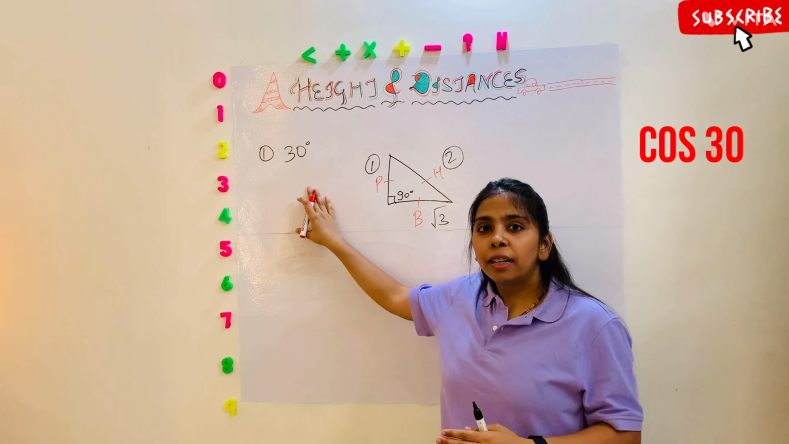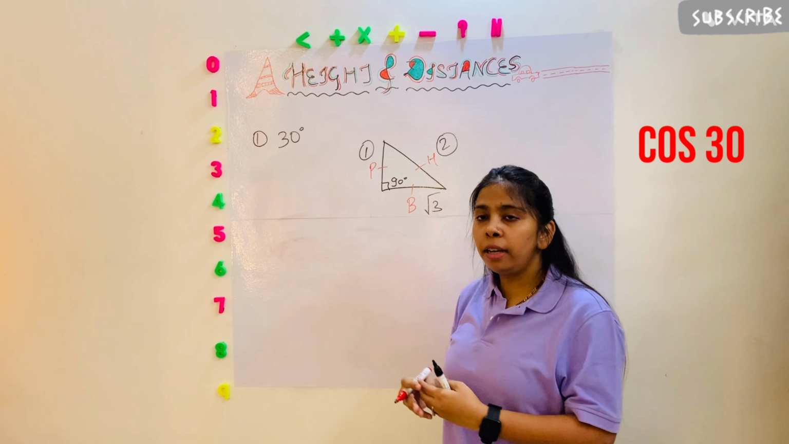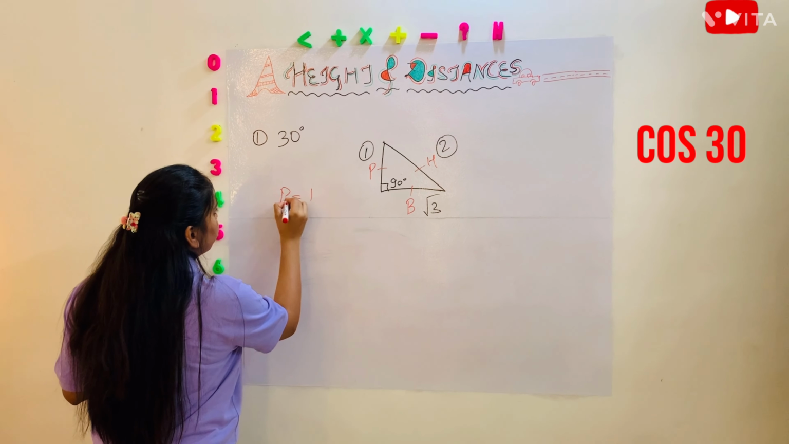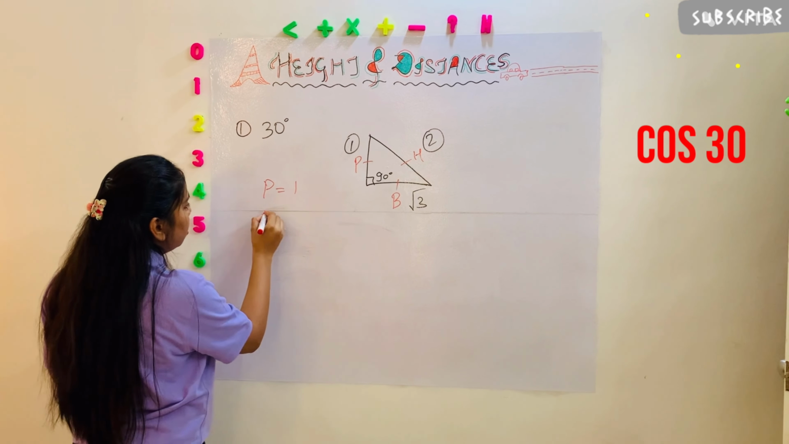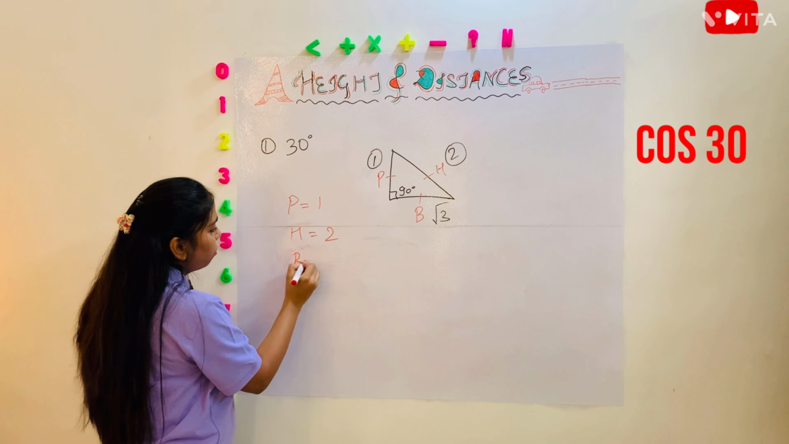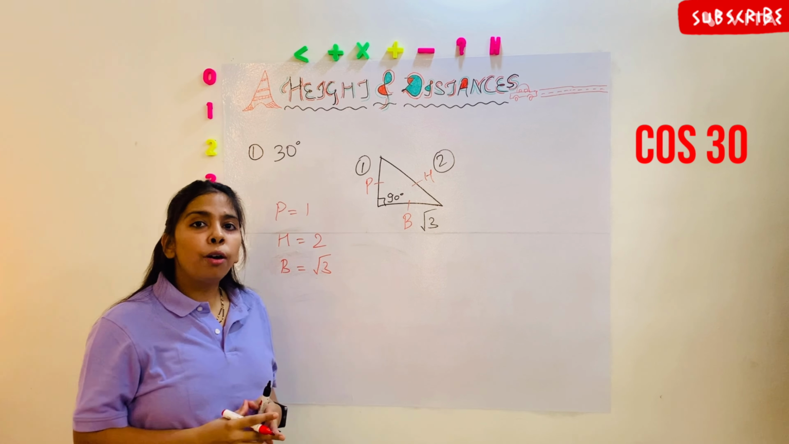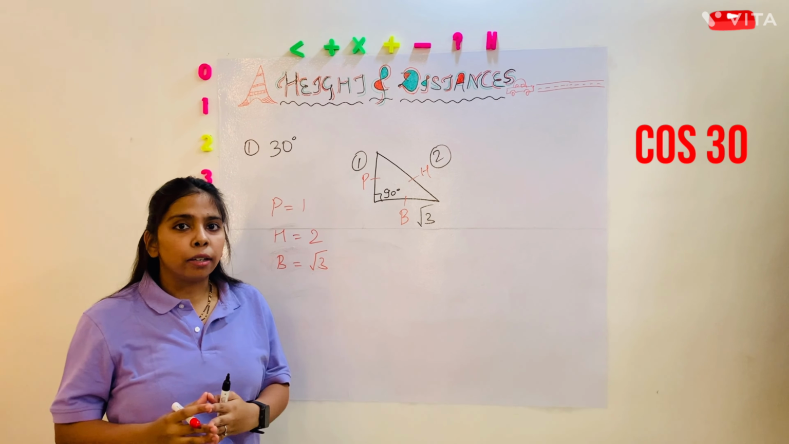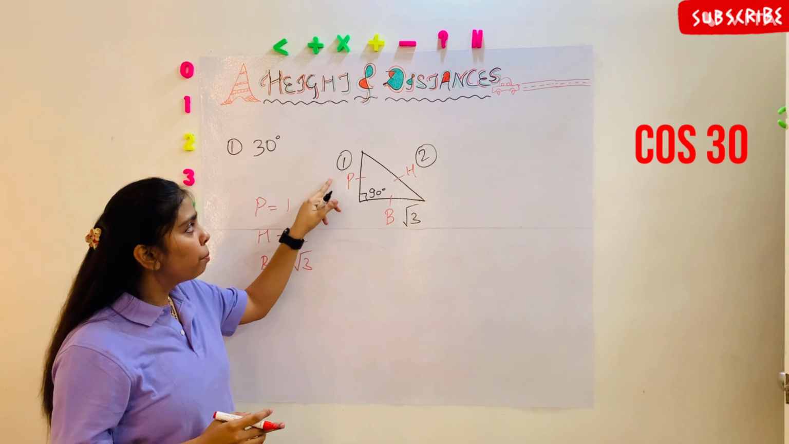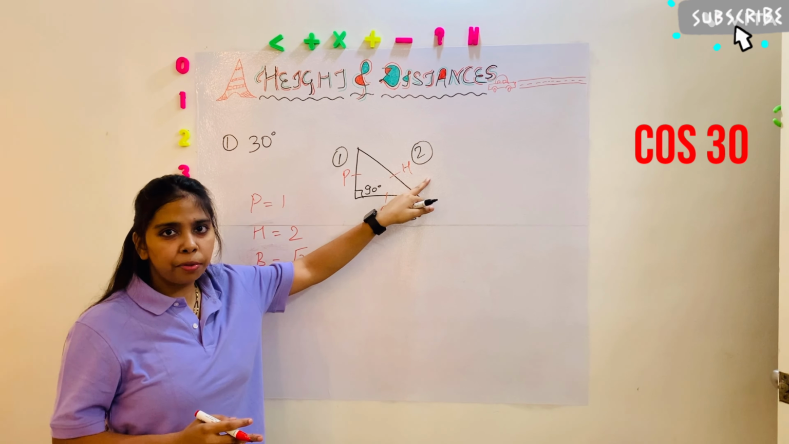Have you noticed that for the angle 30 degree, in every case, whether it is tan, cos or sine, the value of perpendicular is equals to 1. And the value of hypotenuse is equals to 2. And the value of base is equals to under root 3. So you don't need to remember all the angles of sine, cos or tan. Okay, you only have to remember the sides of this triangle, like perpendicular is equals to 1, base is equals to under root 3 and hypotenuse is equals to 2.